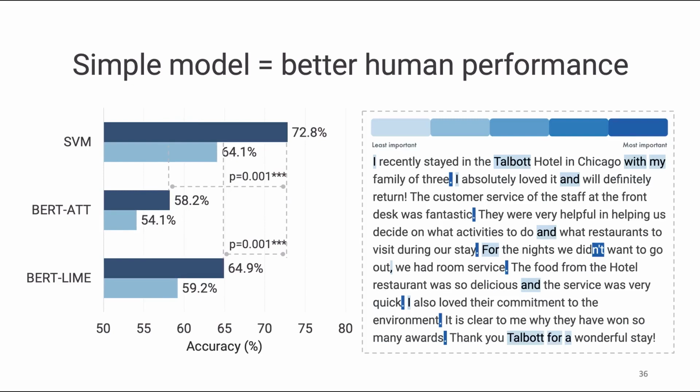Further, we hypothesize one of the reasons why BERT attention performs poorly is that it doesn't give very meaningful representations. For instance, periods are highlighted as the most important feature, and it is difficult for humans to understand why periods are important in this context.